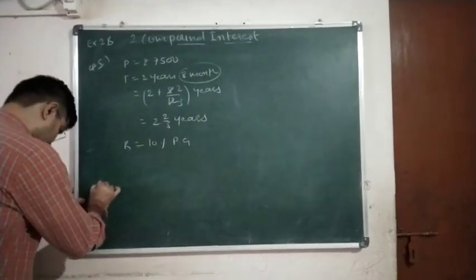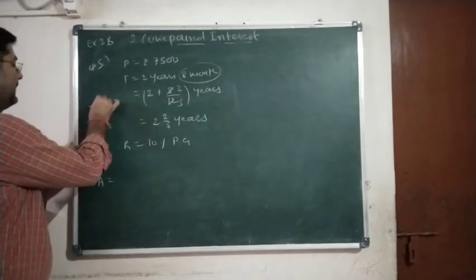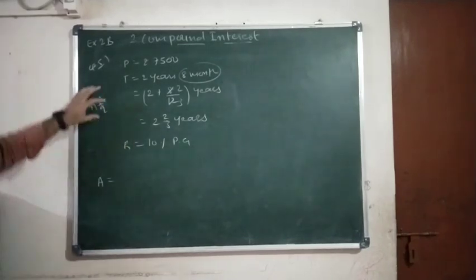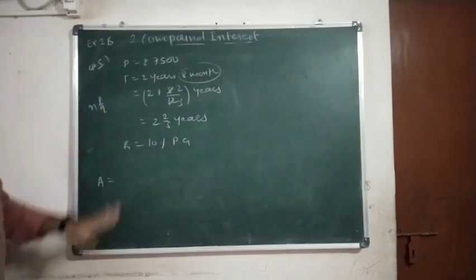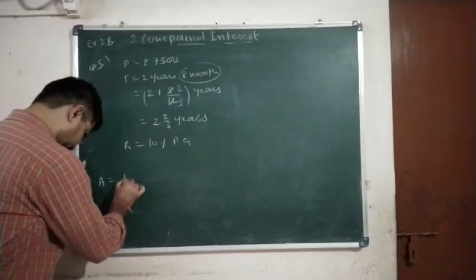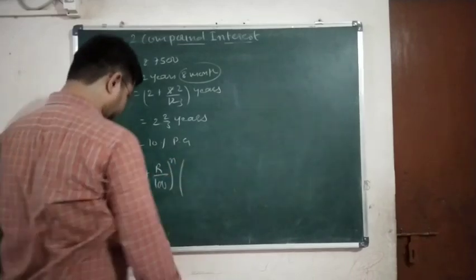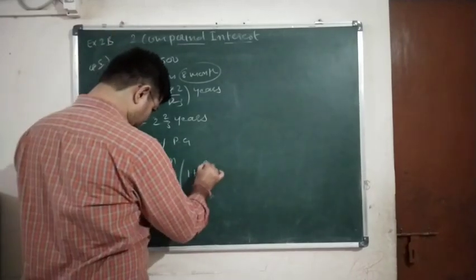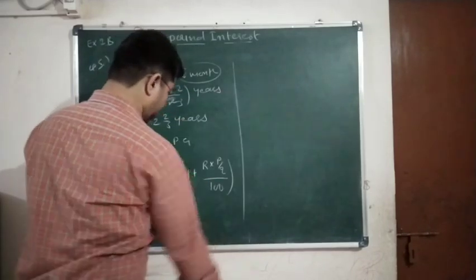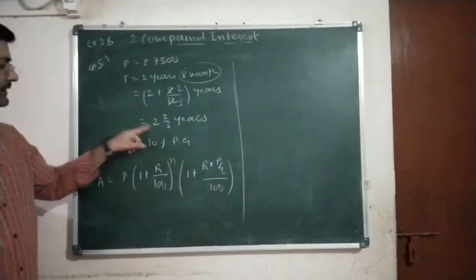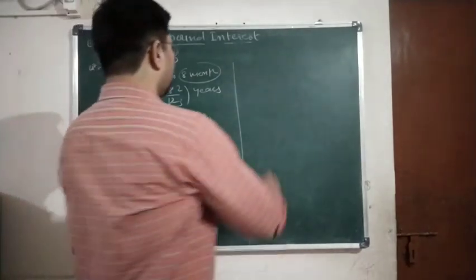Okay, now we can put the formula. We have a formula when the time is given in this form, n and p upon q. Yes or no? In a mixed numeral form. Where n is the whole number part. N is 2 and p upon q is 2 upon 3. So we have a formula: P into (1 plus r upon 100) raised to n into (1 plus r into p by q upon 100). So this formula we will put. Remember that n is the whole number part. This is n and 2 by 3 is p upon q.